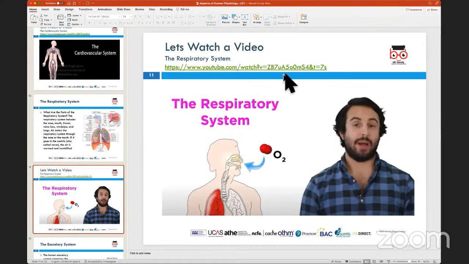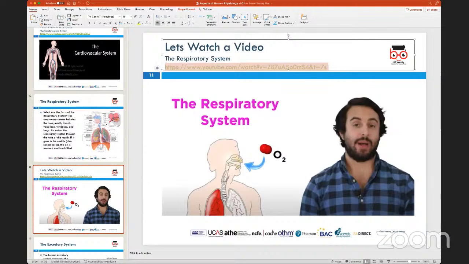Now let's look at a video to understand this pictorially. Let me play that video, and I'll share my screen so that you're able to see this pictorially in terms of what the respiratory system is.